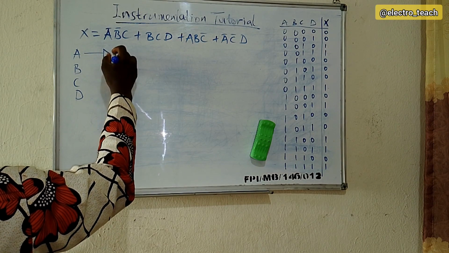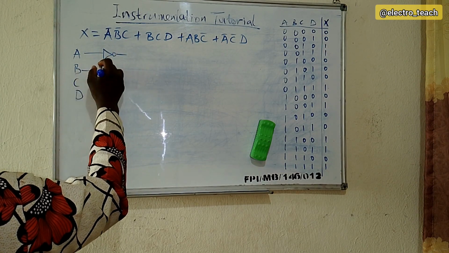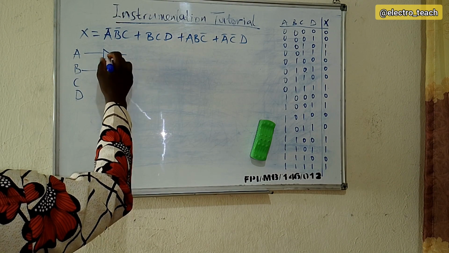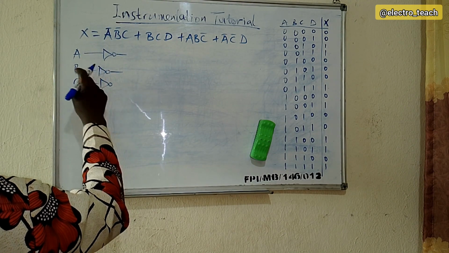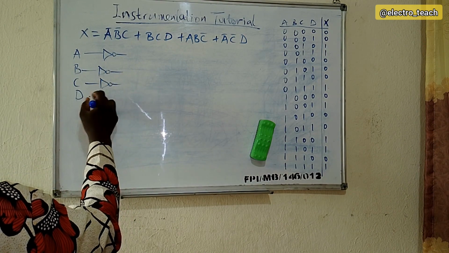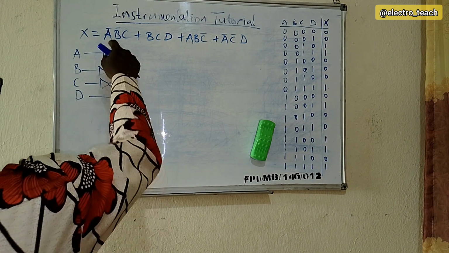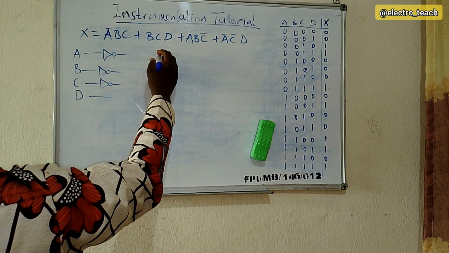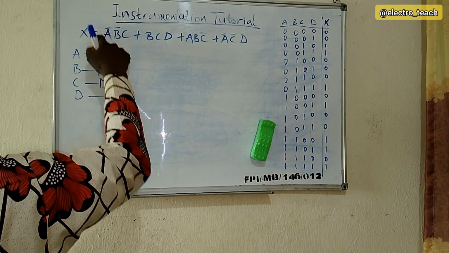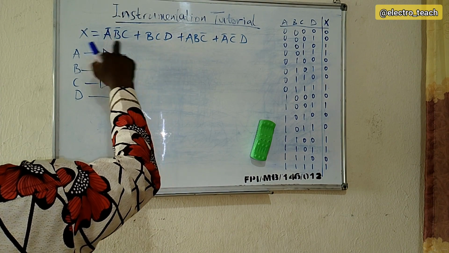We can put A bar here. Same thing for B. This is A, then there will be A bar here. Same thing for C. This is C, then there will be C bar in front, and then we have D. So to draw A bar B bar C, A bar B bar plus C, we can have an AND gate that includes these three.